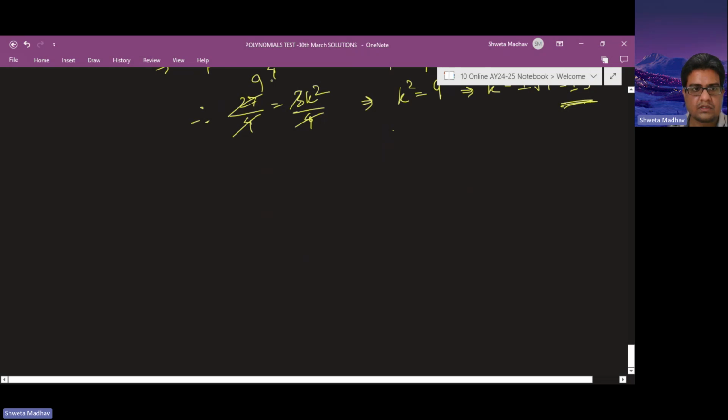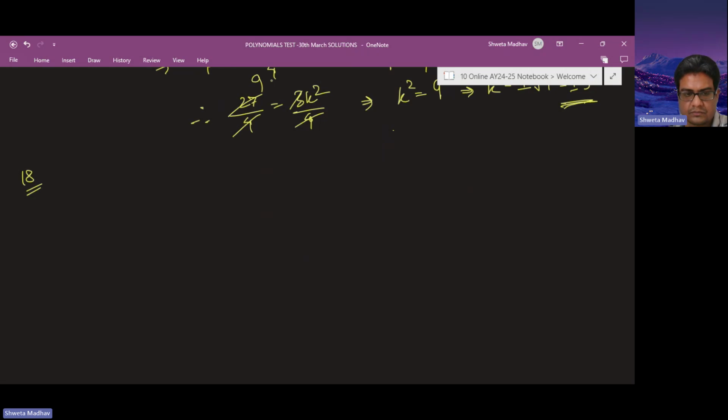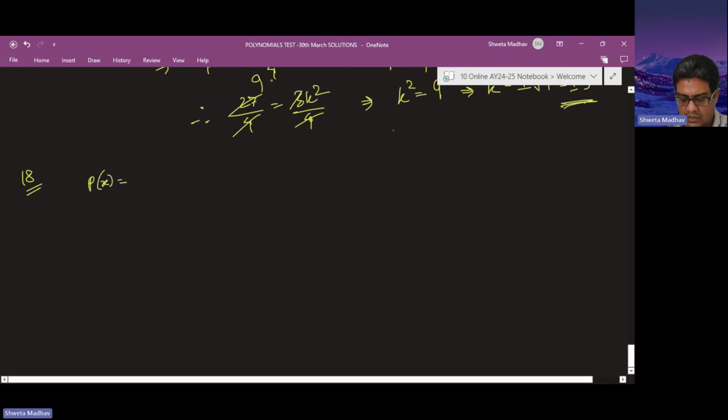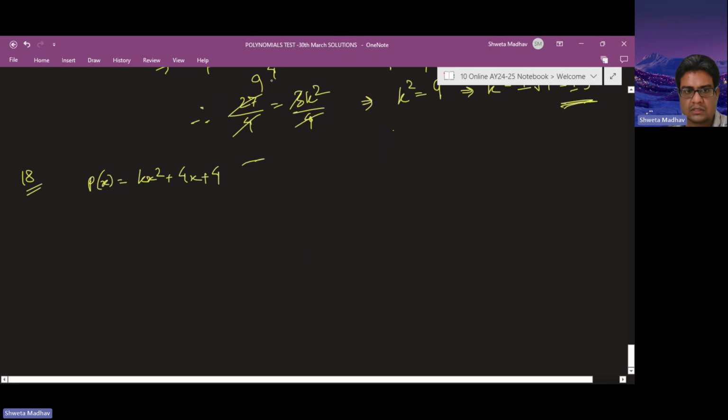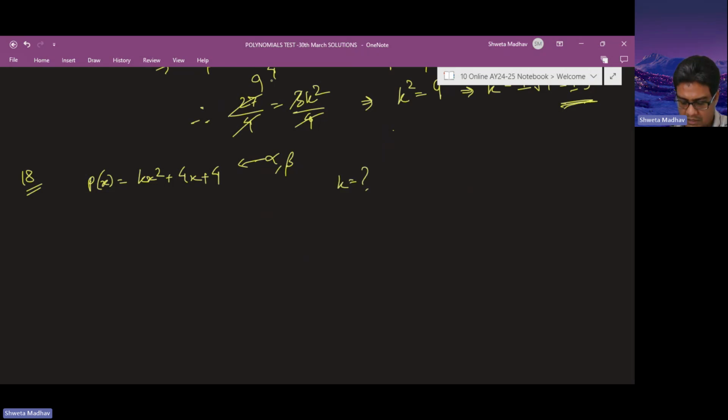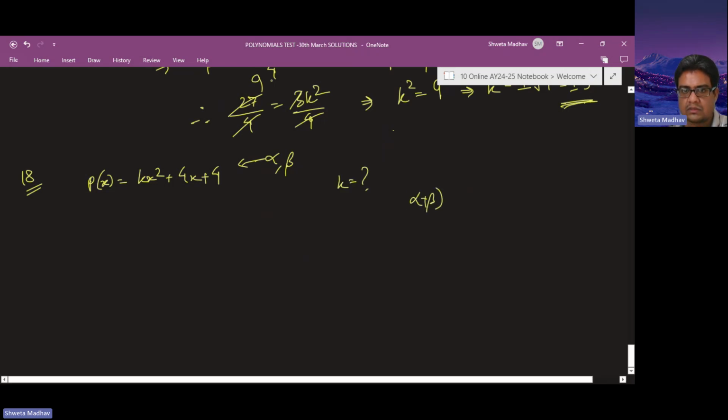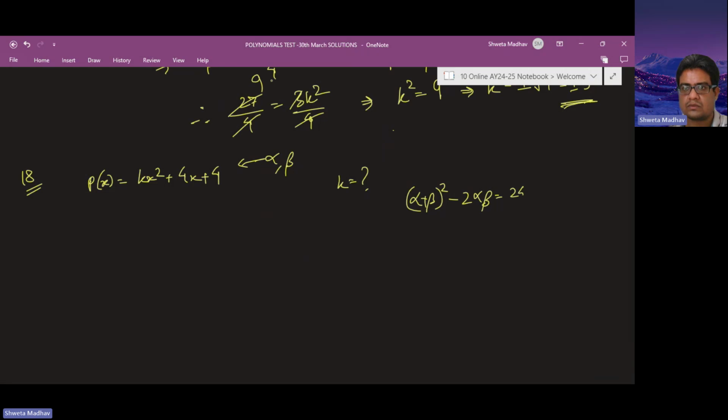Then in the 18th one, it has been told that alpha, beta are zeros of the quadratic polynomial p of x, which is equal to kx square plus 4x plus 4. So here the zeros are alpha and beta. Then find the values of k, given that alpha plus beta whole square minus 2 alpha beta is equal to 24.